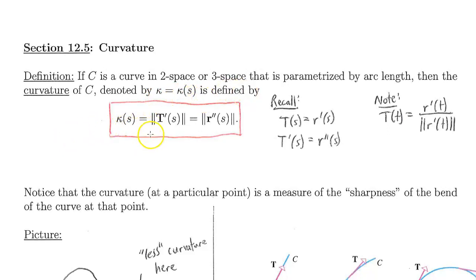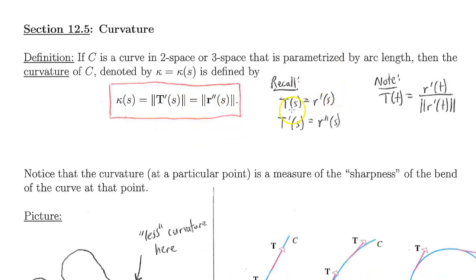So kappa of S is the norm of T prime of S, which is equal to the norm of R double prime of S. Now, we're using the letter S here instead of T because we're talking about an arc length parameterization. So let's recall that T of S is really R prime of S. And so T prime of S will be R double prime of S.